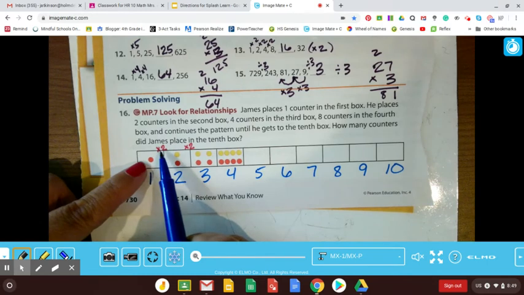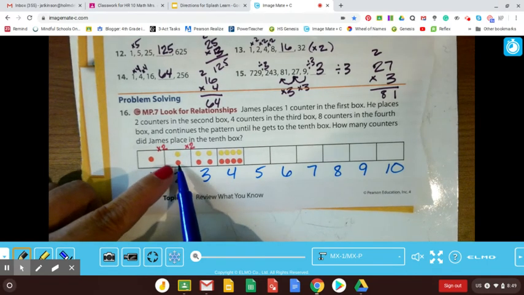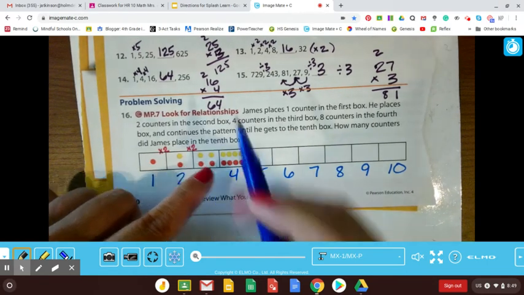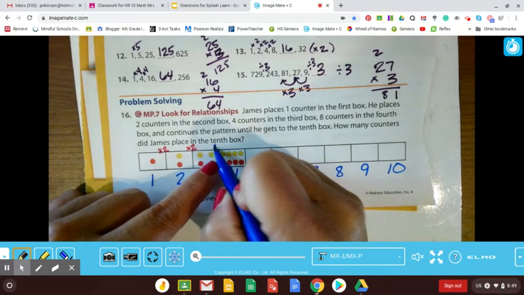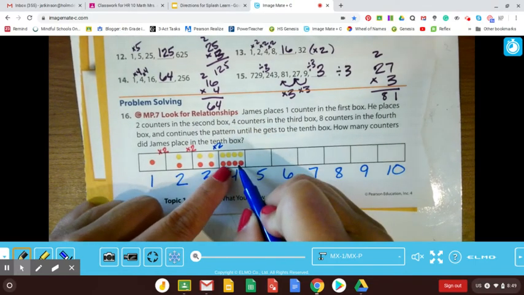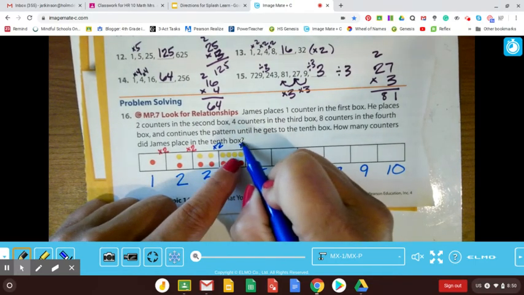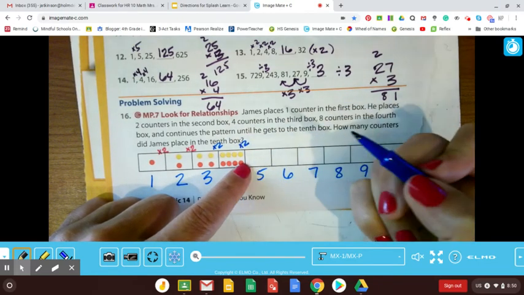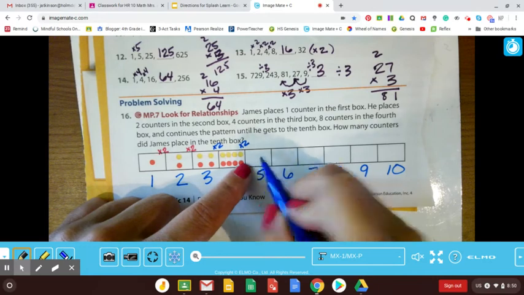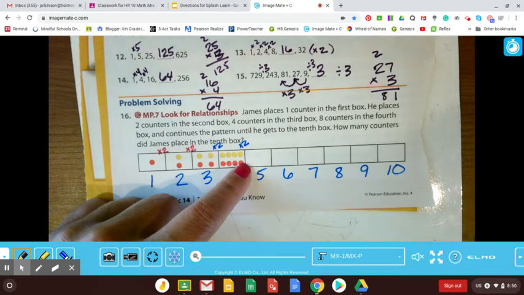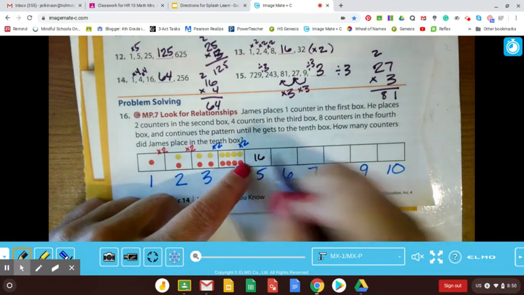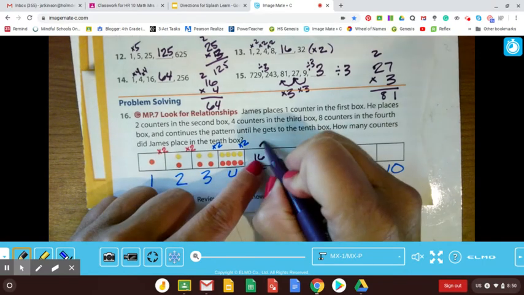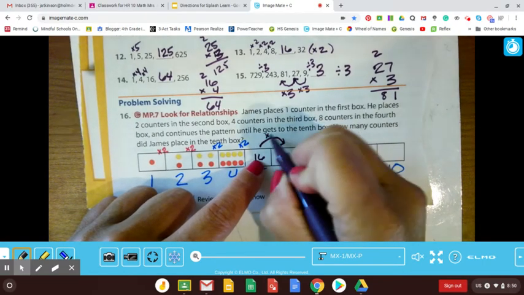1 times 2 is 2. 2 times 2 is 4. 4 times 2 would be 8. 8 times 2 would be, and we know it's 16. We could draw 16 dots, but I'm going to take a shortcut. I'm actually going to just write the number 16. There's 16 dots. And then to get to the next box, I have to multiply by 2 again.